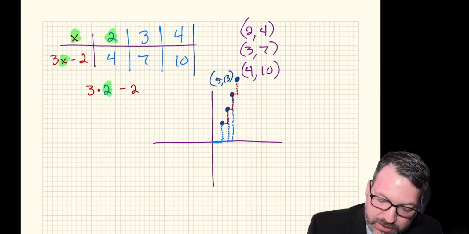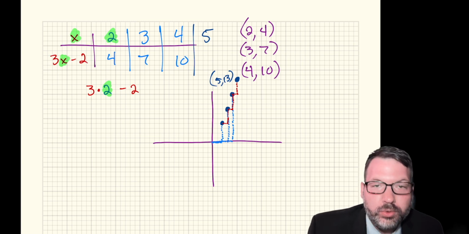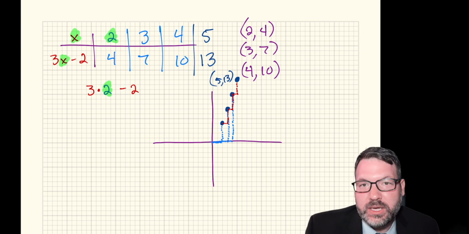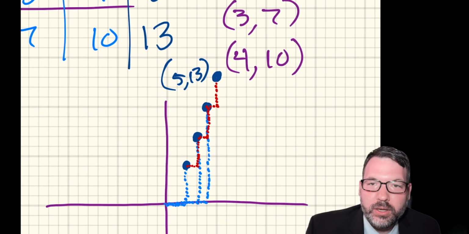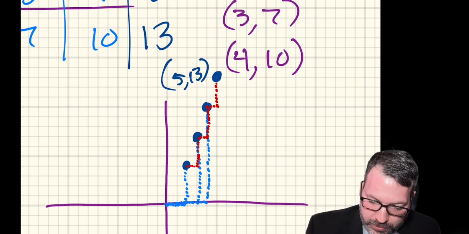But if I come back to the table, you'll notice, yes, if we plugged 5 into this rule, 5 times 3 is 15, 15 minus 2 is 13, and so that pattern gave us a new point, a new ordered pair that's part of that function.